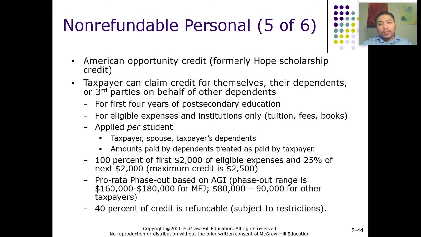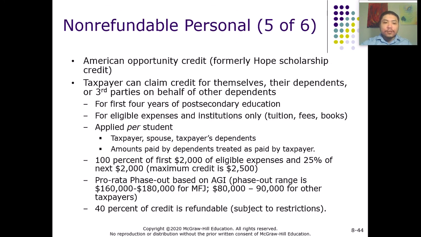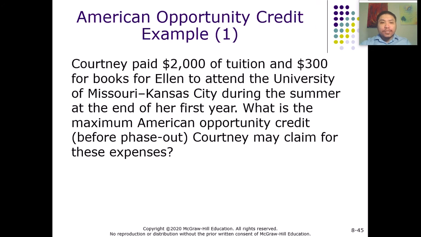But again, I don't think this phase-out applies to the majority of students out there, because I would think students don't make that much AGI during their education, unless they are working personnel who then go back to school. And remember, this is a pro rata phase-out structure, so it is a little different from other structures. Let's go through this example to see how the pro rata phase-out works.